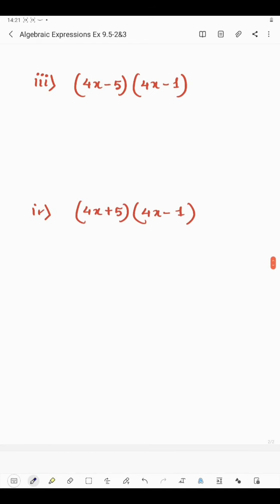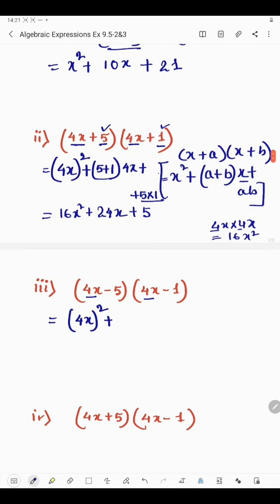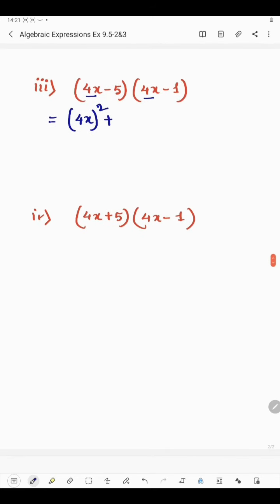In the third part we have (4x - 5)(4x - 1). So here we have the first term the same. We'll write the square of the first term, which is (4x) whole square. Now we have a plus sign. According to the identity, we have a plus sign after this. Then we will write the sum of the two different terms. Here the two different terms are minus 5 and minus 1, and we will have to write them with the sign.